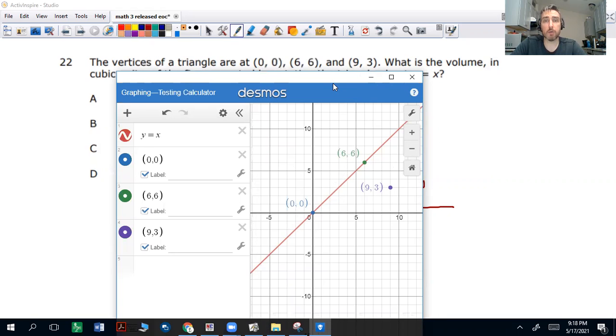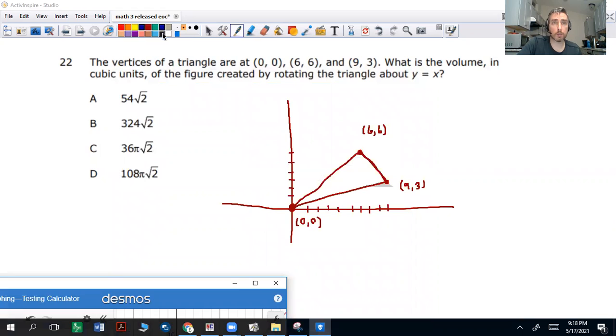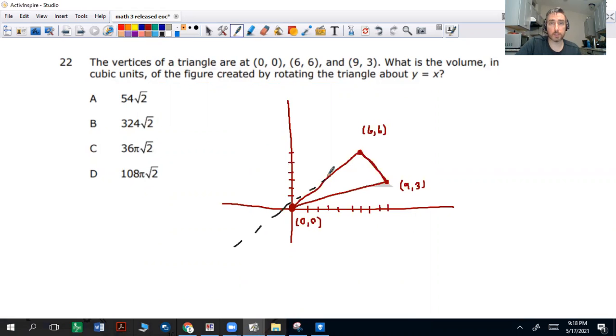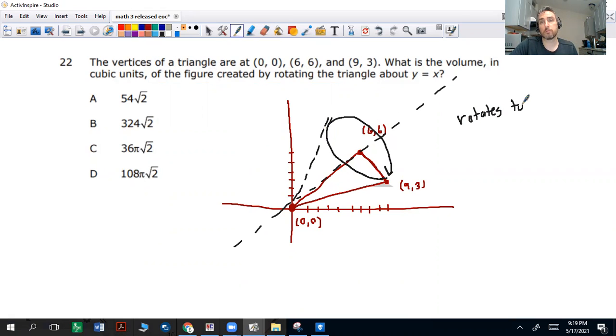But we're rotating it about, excuse me, this line, y equals x. So when I rotate, this will spin and what's going to happen is it's going to make a cone. And guess what? You got to know the volume of a cone formula. So the volume of a cone formula is 1/3 pi r squared multiplied by the height.